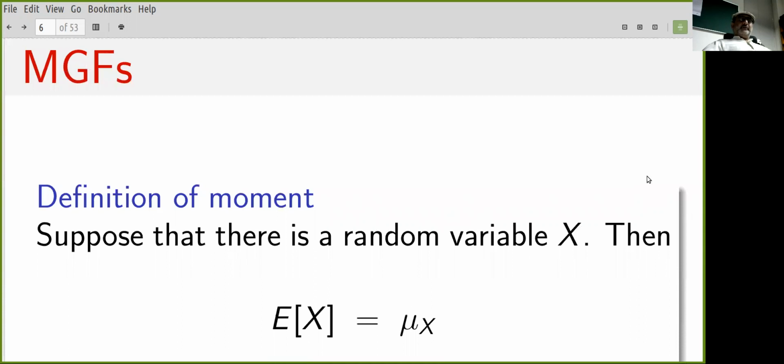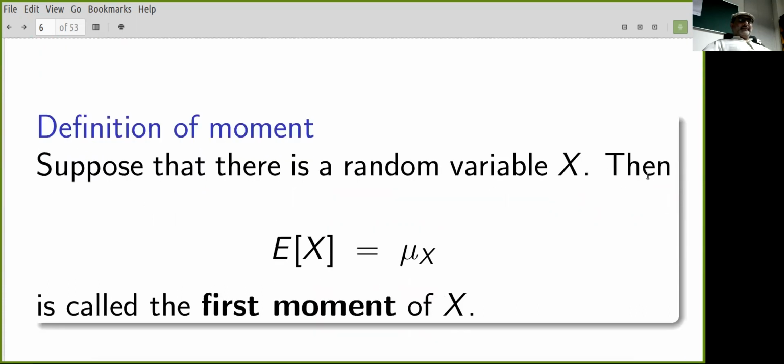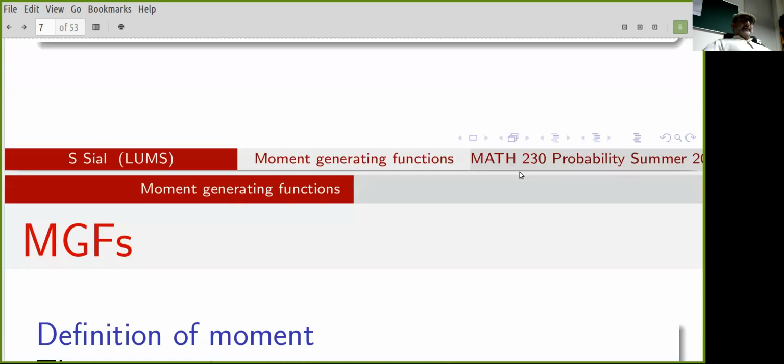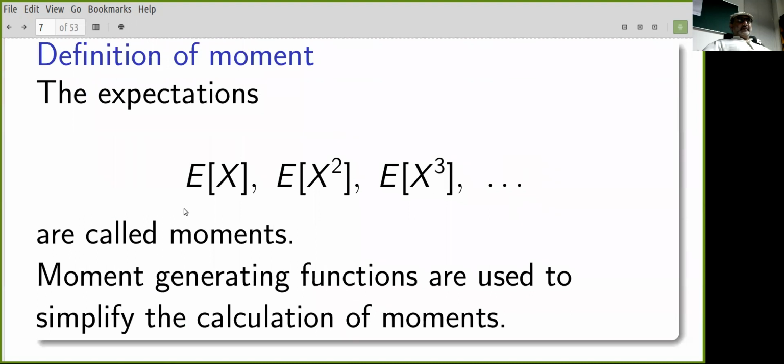Okay, so we've already seen an example of a moment. Supposing there's a random variable X, then the expectation of X, which we also write as mu of X, is called the first moment of X. The expectation of X squared is called the second moment of X. The expectation of X cubed is called the third moment of X. Collectively, these are called moments. And moment generating functions are used to simplify the calculation of moments.